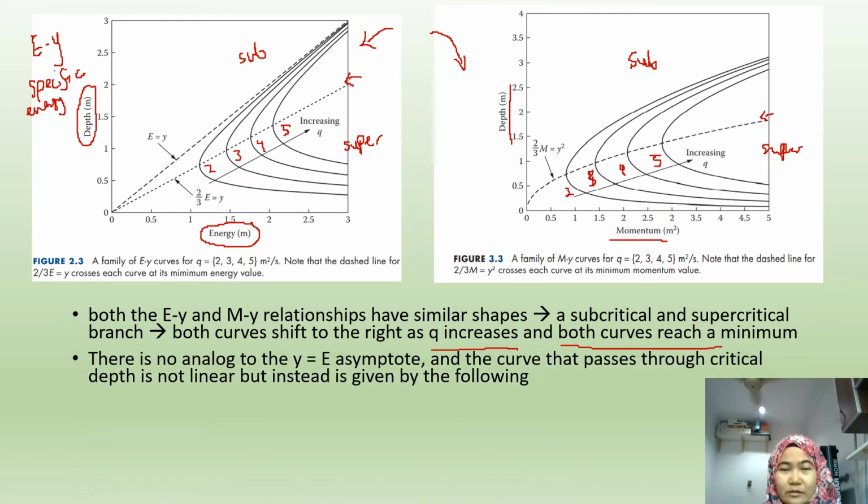But there are also some differences between these two graphs. For example, there is no analog to the y equals E asymptote in the momentum graph. You know this asymptote, right? This is the part where E is almost equal to y at a certain value. But in the momentum graph, there is no such asymptote value.